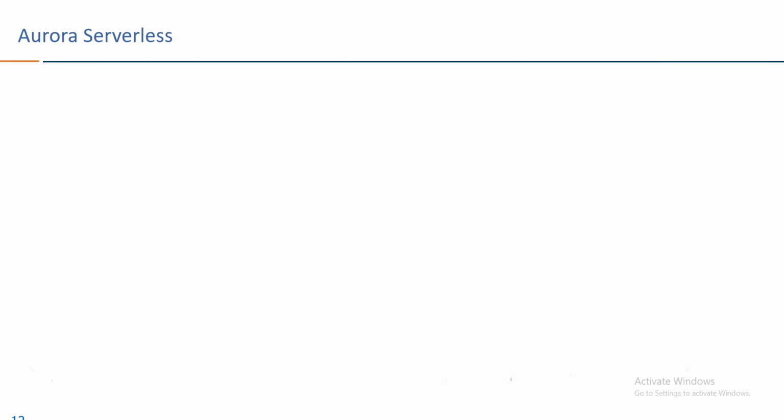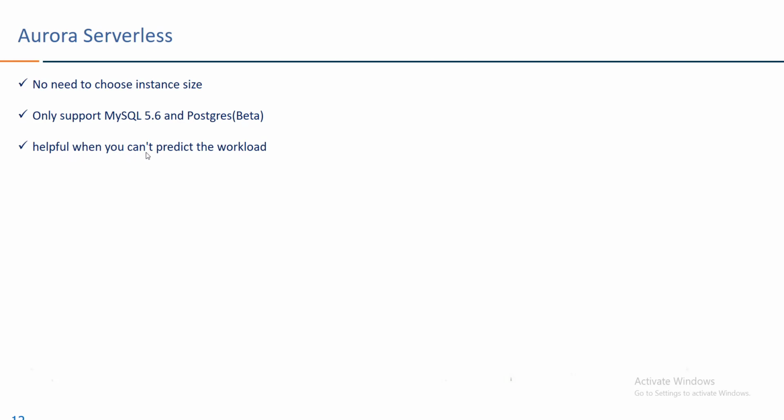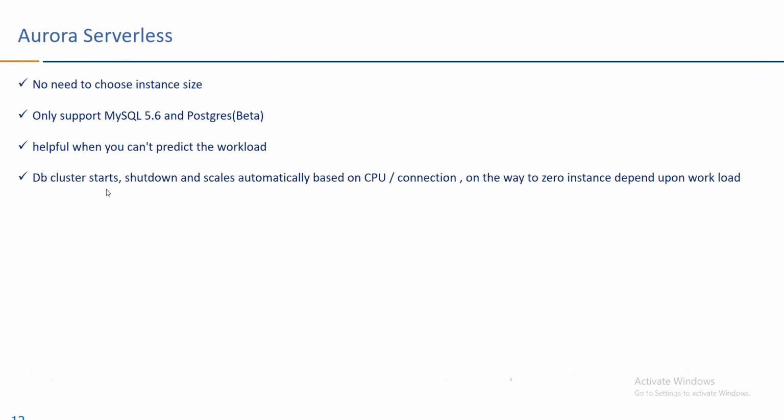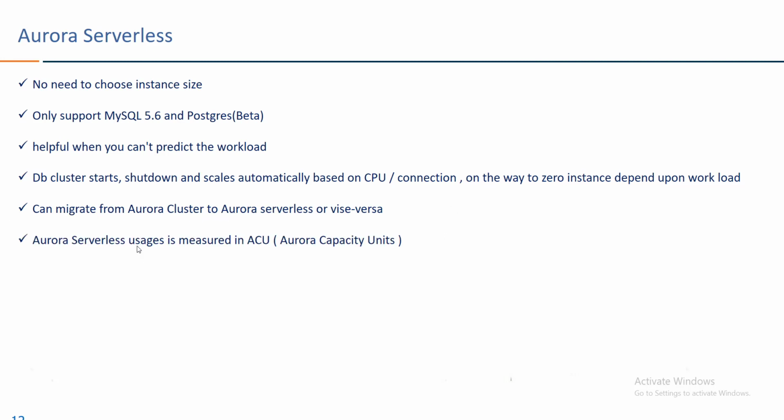How? This serverless feature depends upon which MySQL version you are going to use. For MySQL 5.6 and PostgreSQL beta, it is helpful when you can't predict the workload. The DB cluster starts, shuts down and scales automatically based on CPU and connections, all the way down to 0 instances depending upon the workload. You can migrate from an Aurora cluster to serverless or vice versa. Aurora Serverless usage is measured in ACU, Aurora Capacity Unit. So if you want to launch Aurora Serverless, you have to put in Aurora Capacity Units, and according to the capacity unit they have defined, like one capacity unit has 2 GB RAM and this much CPU. You just wanted to know the basic RAM. If you want to change this, you can change it on the fly.